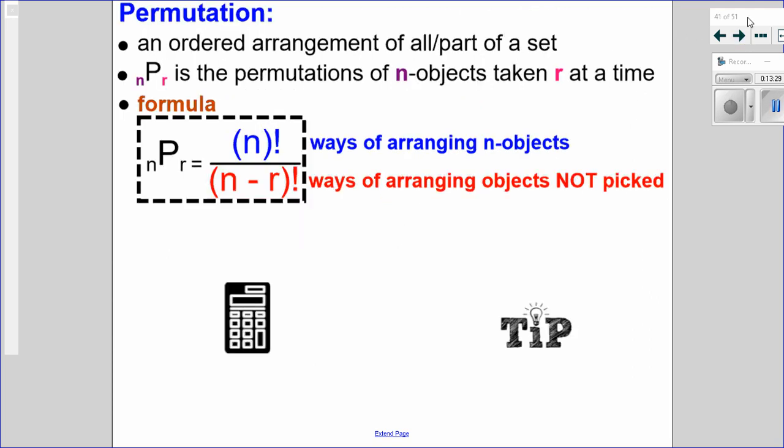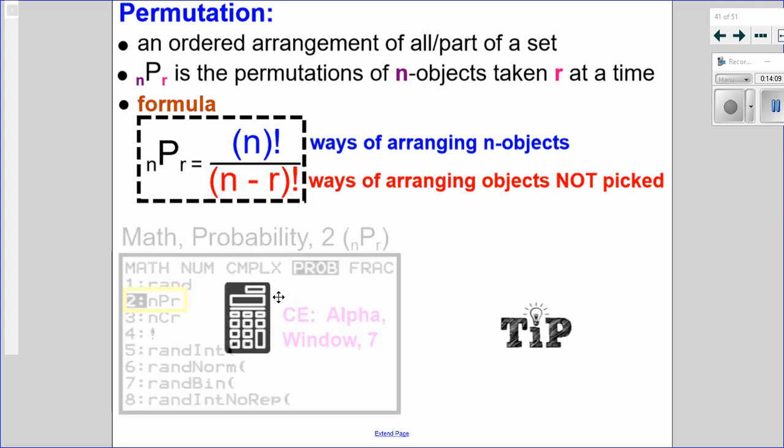So putting permutations all together. We've already said that they're arrangements, but they are ordered arrangements. Now you can have all of the set or part of the set. I'm going to show you another way other than the fundamental counting principle as to how you could do a permutation, and that is nPr. nPr means I have n objects and I'm taking them r at a time. Now the formula, which is on your formula sheet, nPr, is n factorial, the ways of arranging all n objects, divided by n minus r factorial. Well, that's the way of arranging the objects I don't pick. So this is the formula that you have.